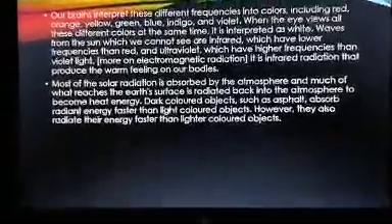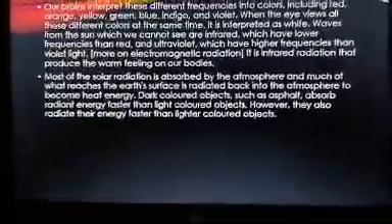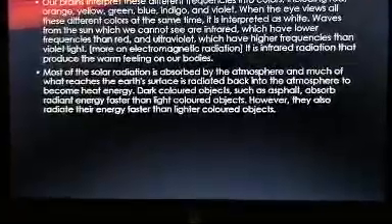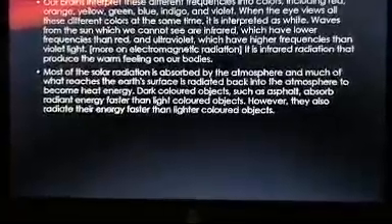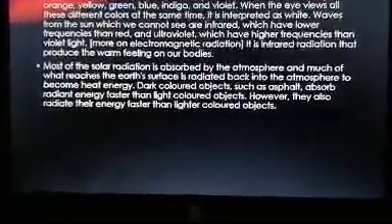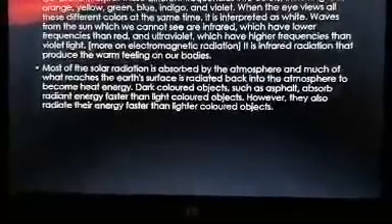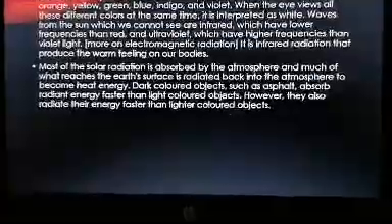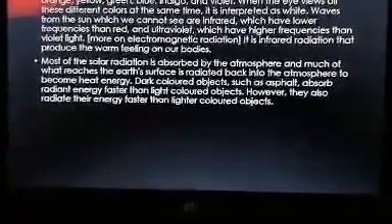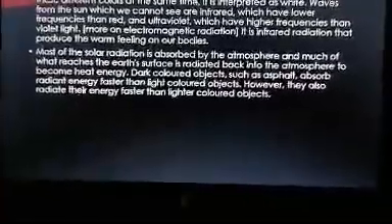More on electromagnetic radiation. It is infrared radiation that produces the warm feeling on our bodies. Most of the solar radiation is absorbed by the atmosphere, and much of what reaches the Earth's surface is radiated back into the atmosphere to become heat energy. Dark-colored objects such as asphalt absorb radiant energy faster than light-colored objects. However, they also radiate their energy faster than lighter colored objects.